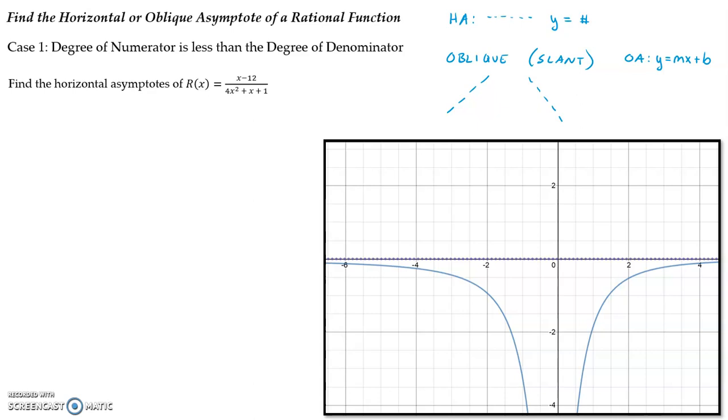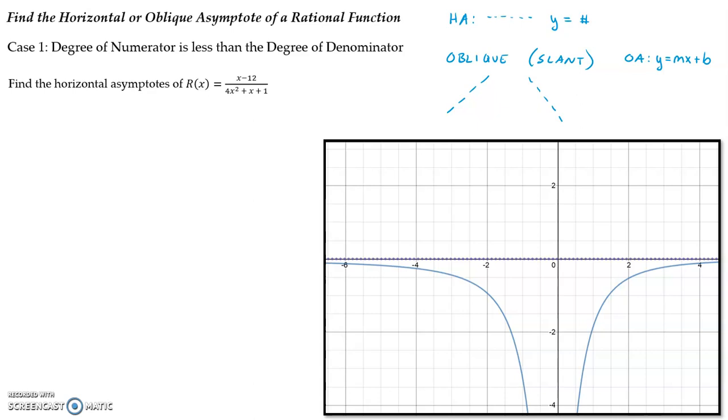So let's go ahead and take a look at a couple cases, and we'll talk about some distinguishing characteristics here. Case 1 is going to be when the degree of our numerator is less than the degree of our denominator. So we've got our function here, r of x equals x minus 12 on top, and 4x squared plus x plus 1 on the bottom.